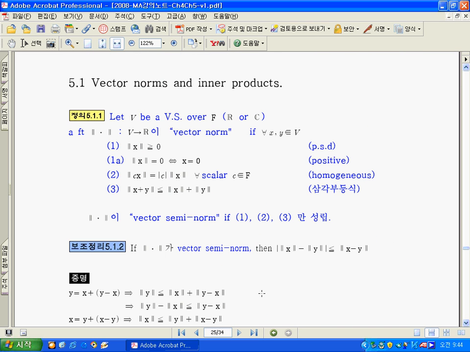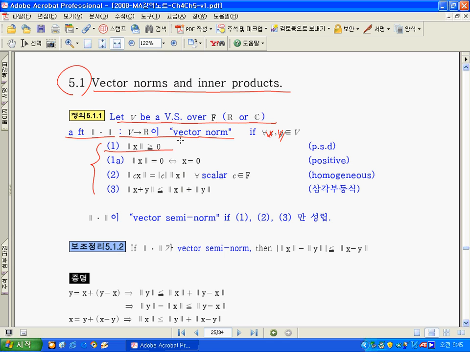Now we start chapter 5.1 with the vector norm and inner product. You have learned the definition of vector norms already. I will review that. Let V be a vector space over a field F. A function, this function is called the vector norm if it satisfies these four conditions.